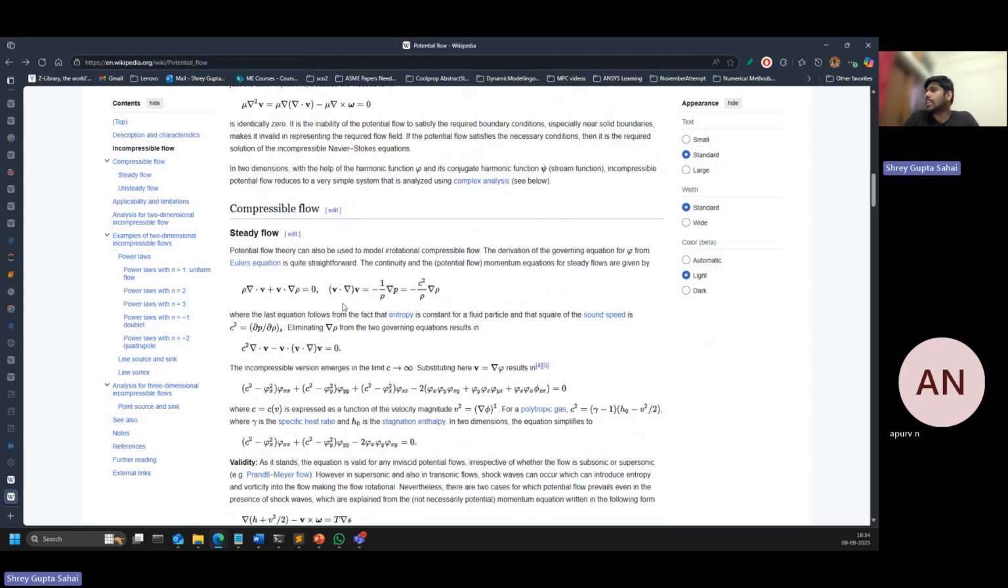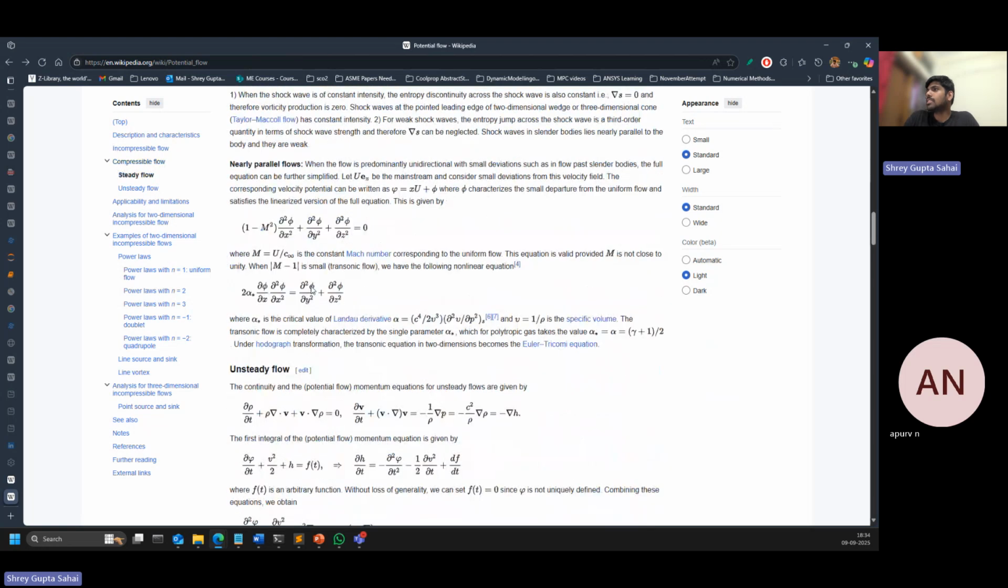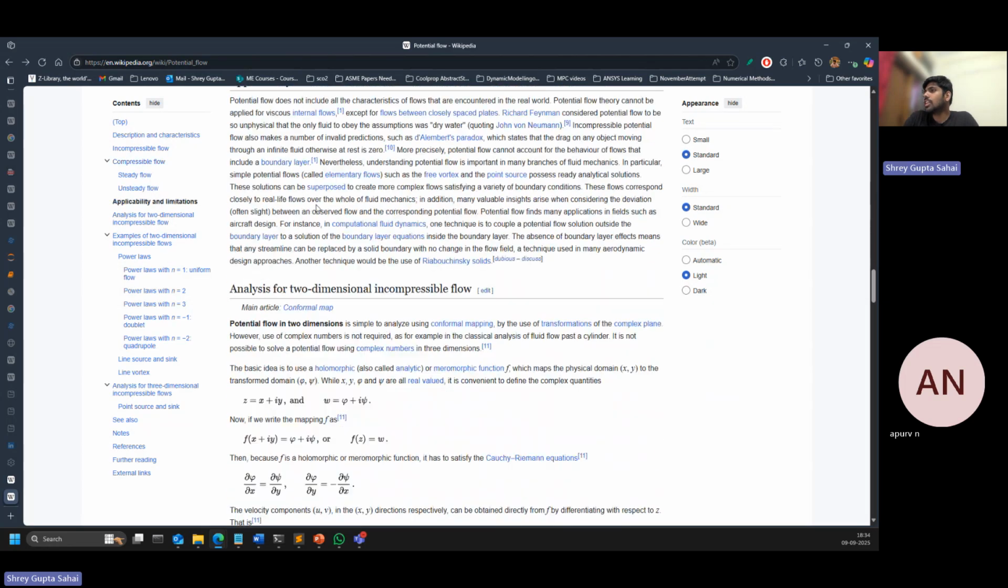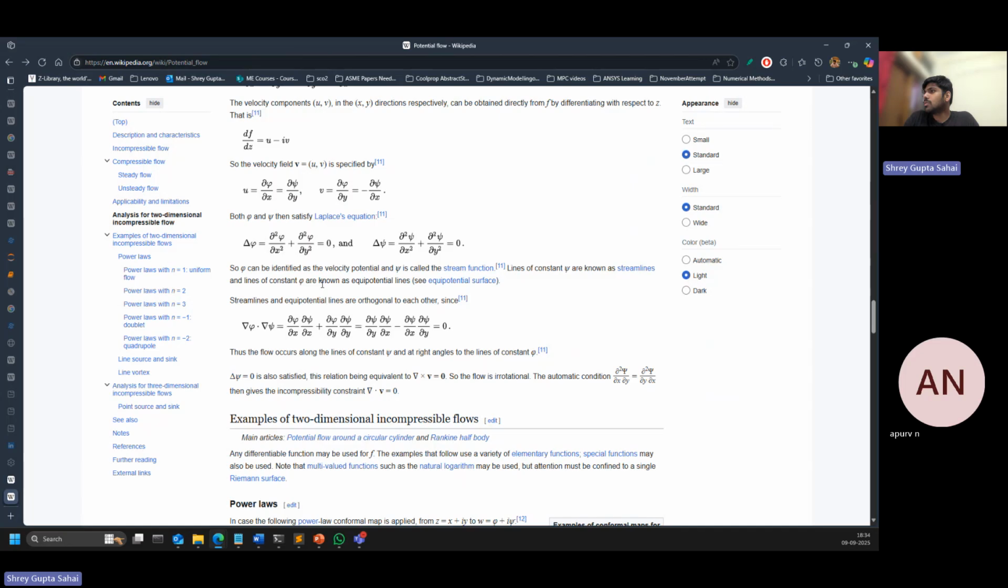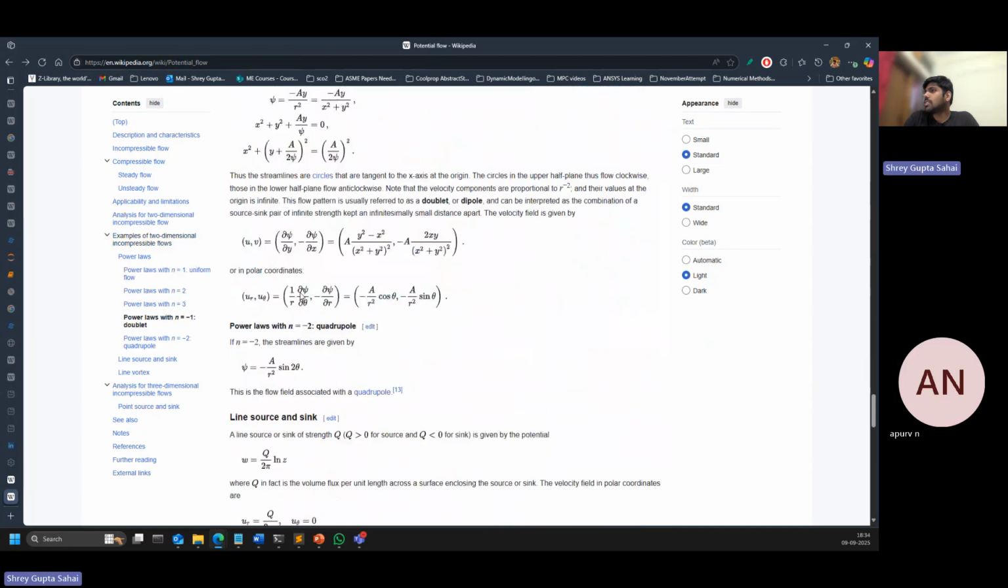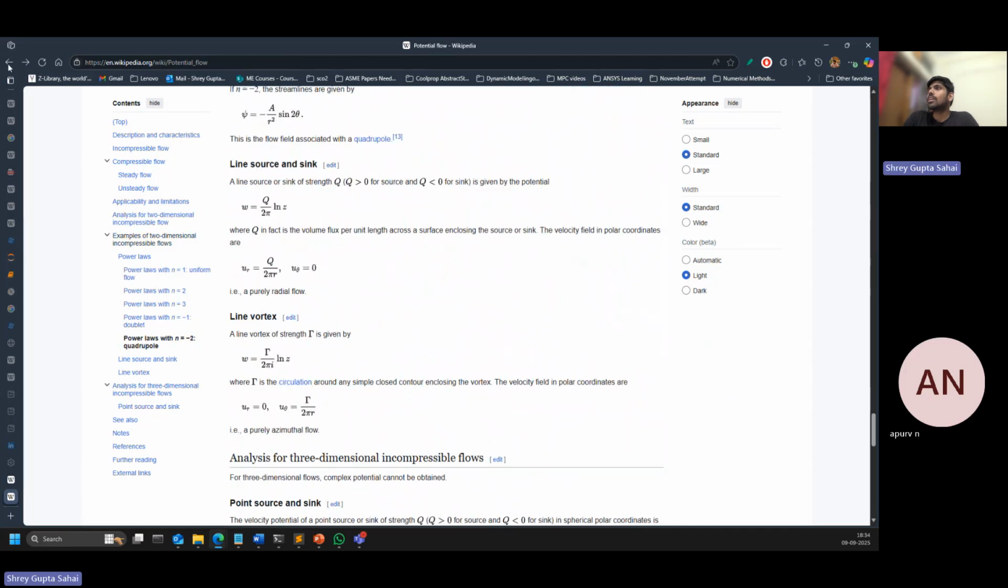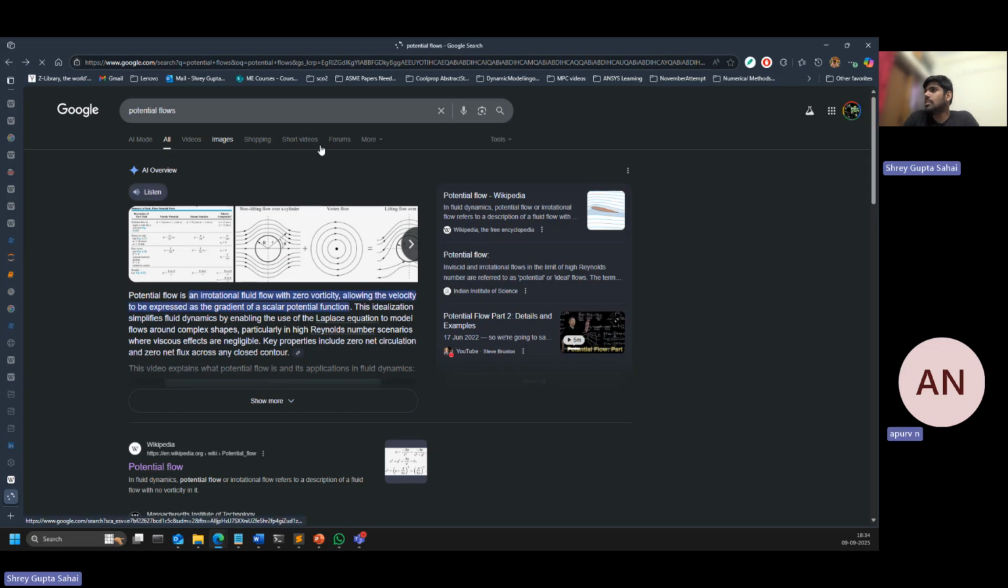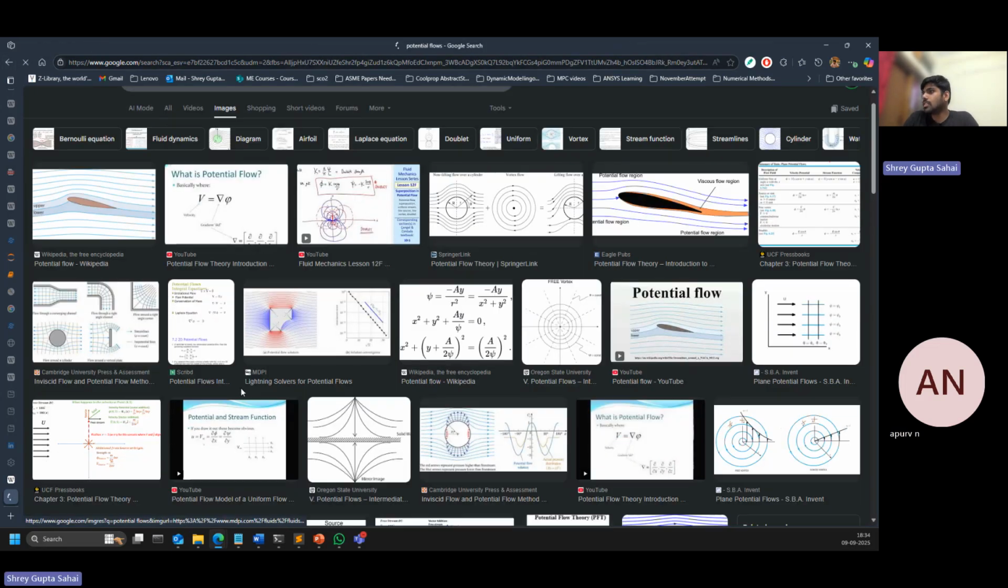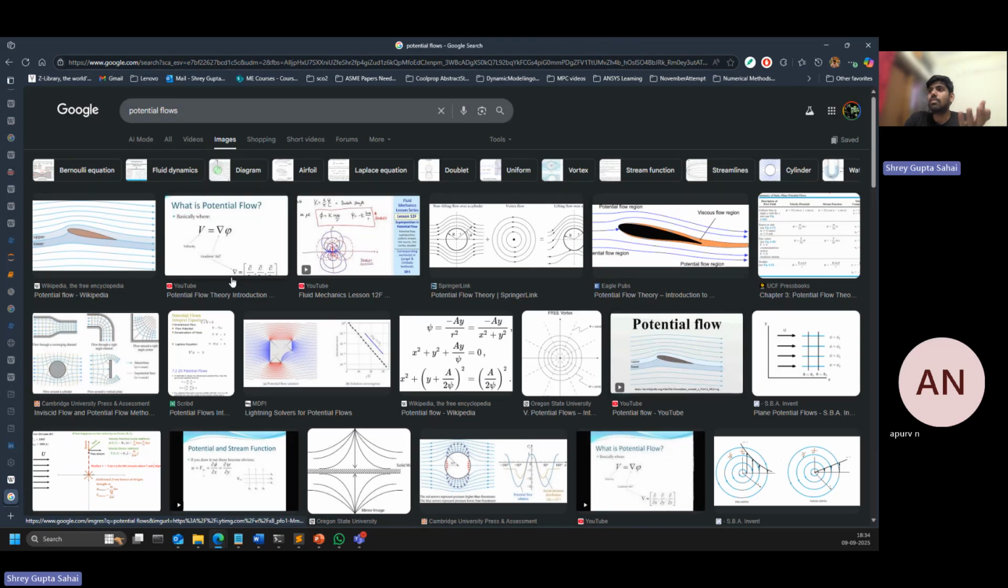There will be a whole lot of derivation, but at the end you will get something like this, and it will reduce further to the potential flow equation, the Laplacian equation. Exactly that: the double derivative of phi in x plus the double derivative of phi in y is equal to zero.